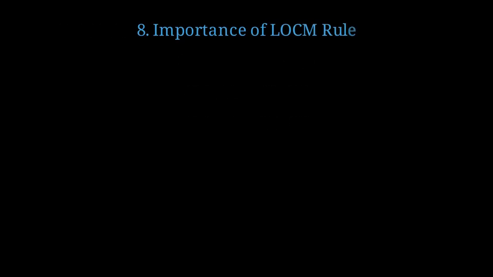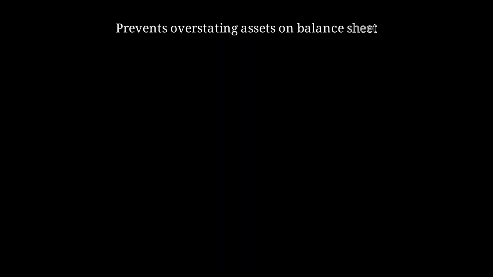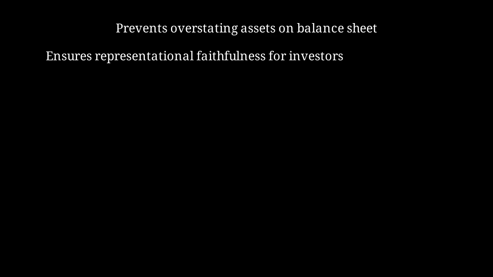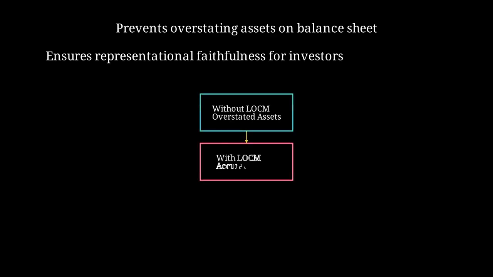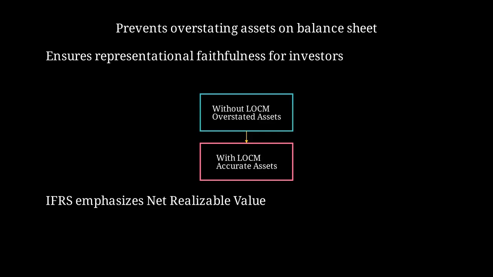Understanding why the lower of cost and market rule matters is crucial. The LOCM rule prevents companies from overstating asset values on the balance sheet. This ensures representational faithfulness, giving investors accurate information about asset values. Without LOCM, assets would be overstated. With LOCM, we present accurate asset values to stakeholders. International standards under IFRS emphasize net realizable value as the most relevant measure of market value.